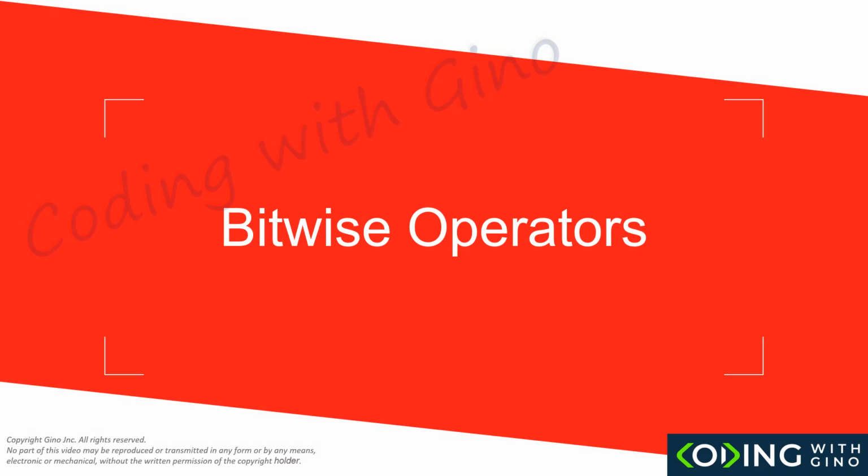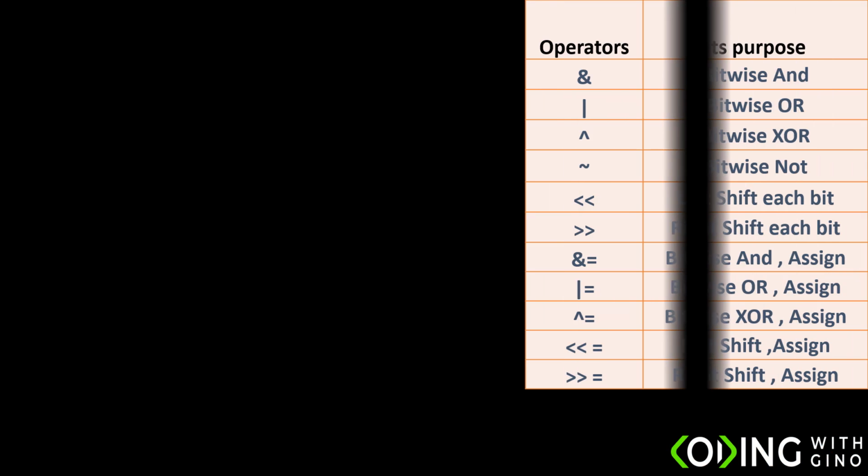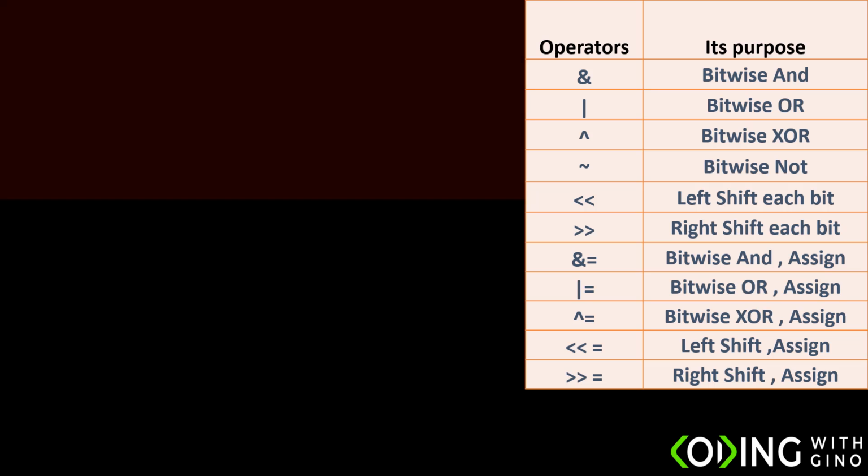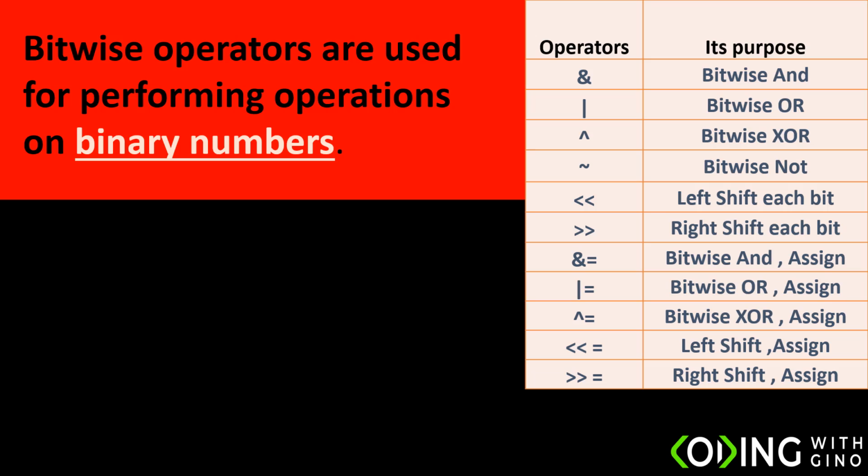The last type of operators remaining are the bitwise operators. There are different bitwise operators as you can see on the screen. They are used with binary numbers. So, using these bitwise operators, we can perform multiple operations on binary numbers.